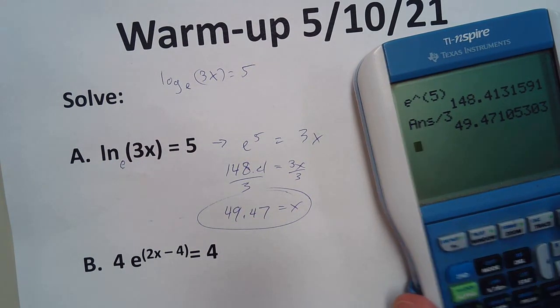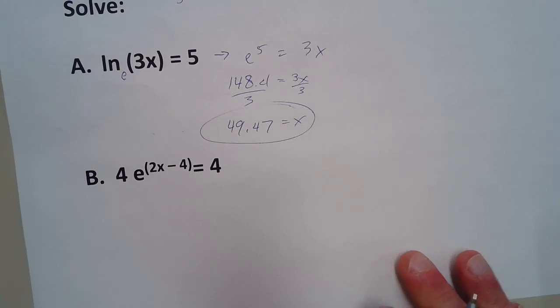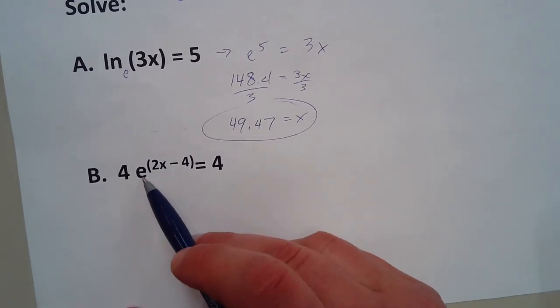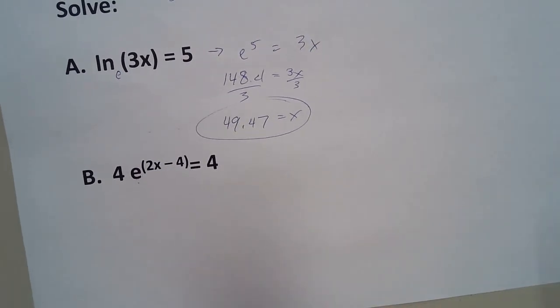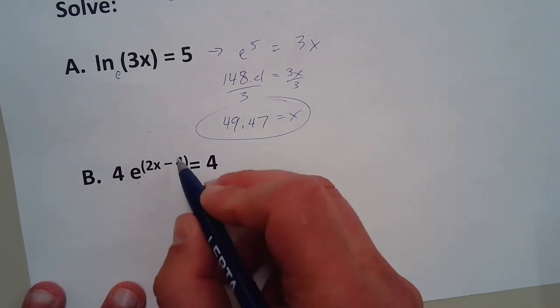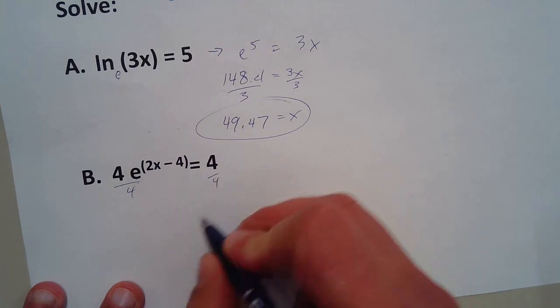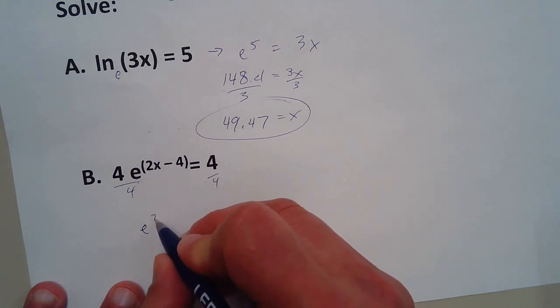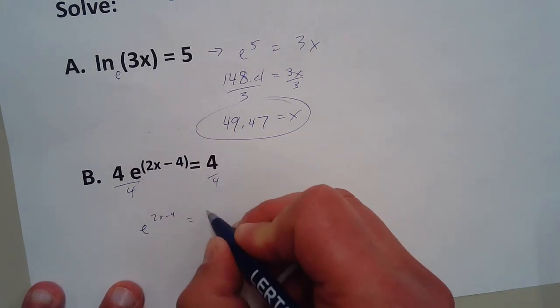All right. Next one, a little more complicated. But again, it's base e. If you're working with base e, then this problem is eventually going to be a natural log problem. So what we need to do is isolate this exponential first. So go ahead and divide by 4. Cool. That gets us to e to the 2x minus 4 equals 1.